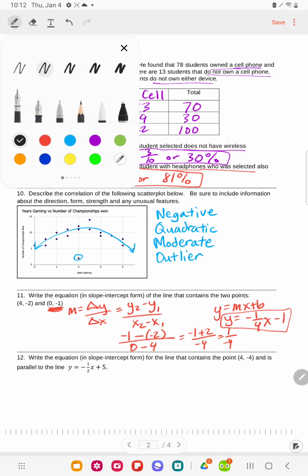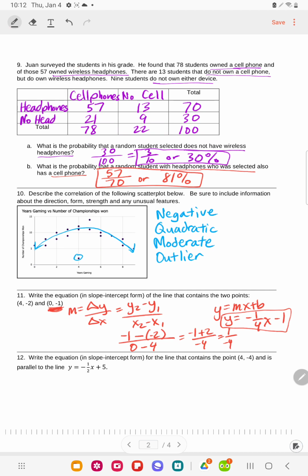Write the equation in slope-intercept form for the line that contains the point (4, -4), and is parallel to the line y equals -1/2 x plus 5. Recall that 2 lines are parallel when they have the same slope but different y-intercepts.